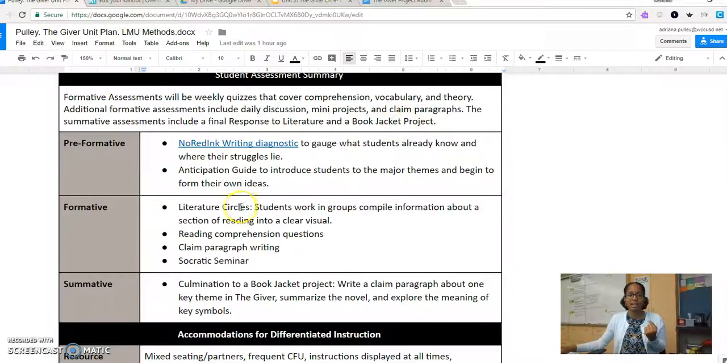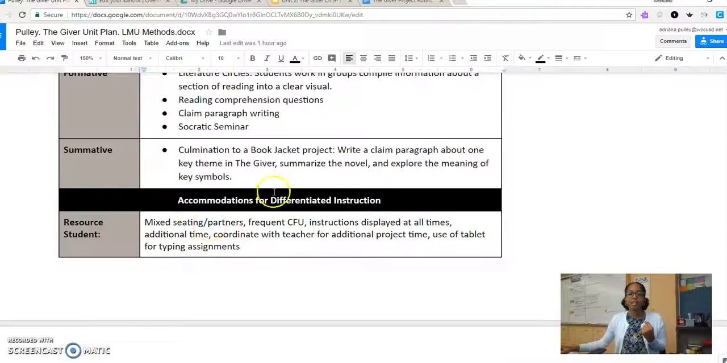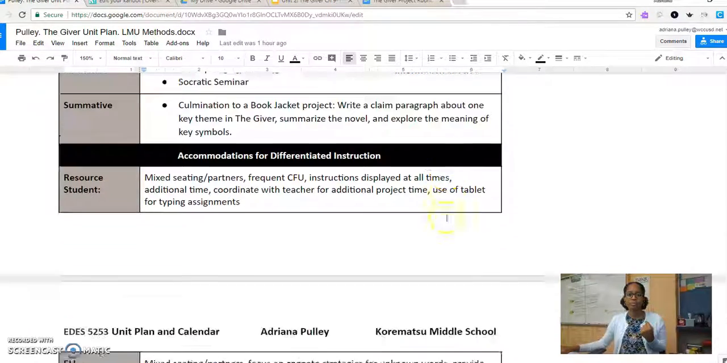Going back to the unit plan, formative assessments, literature circles. Students are engaging in at least 2 literature circles where they'll have some roles that are broken down. I'll get into those a bit later. Claim paragraph writing, reading comprehension questions, and an aesthetic seminar. This will all culminate in a book jacket project where students will be examining themes through writing a claim paragraph and summarizing the novel. So again, those strategies we wanted to cover: summarizing and explaining the meaning of key symbols.